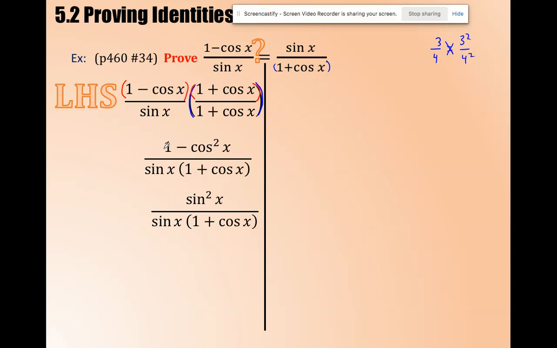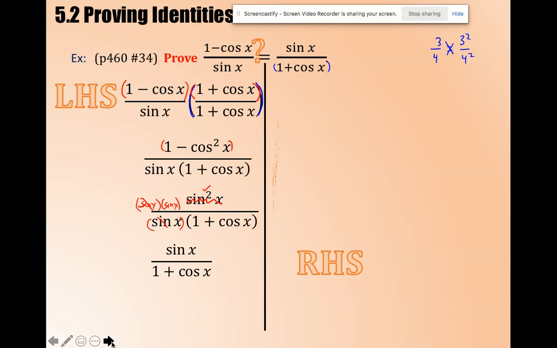Sine squared, right? Here's one of your Pythagorean identities. That's sine squared. What's in my denominator? Notice I did not multiply it through, because what's going to be true now? Sine squared is actually sine x times sine x. 2 factors of sine x in the numerator, 1 factor of sine x in the denominator. Bye-bye. And, oh snap, I matched the right-hand side.